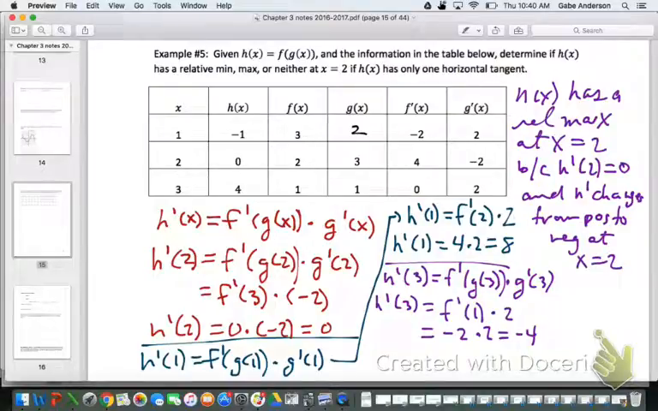So just a way to kind of summarize it and conclude. It's always a good idea to do that.